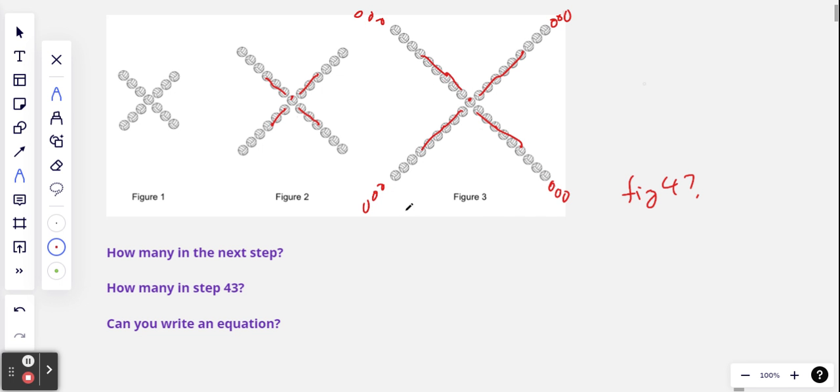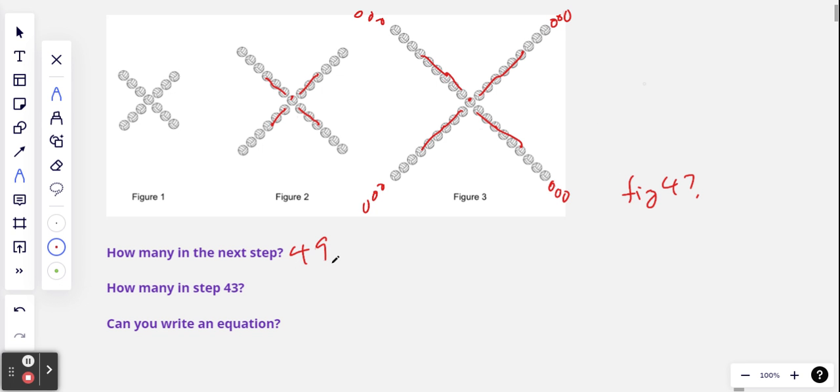Let's count and see what we've got. So 3, 6, 9, 12 in each arm. So 12 times 4 arms would be 48, plus 1 in the middle would be 49. So I think there are 49 soccer balls in figure 4.